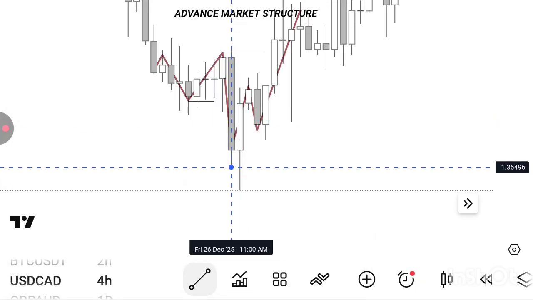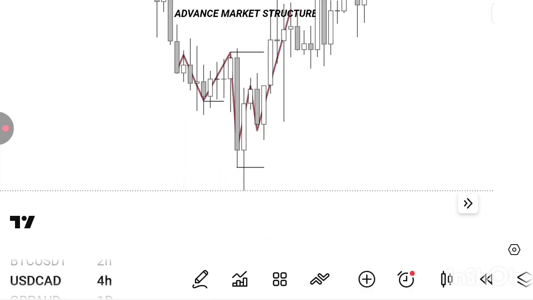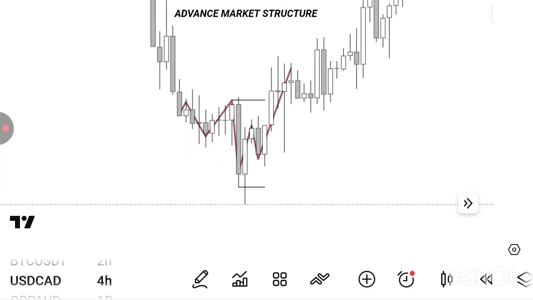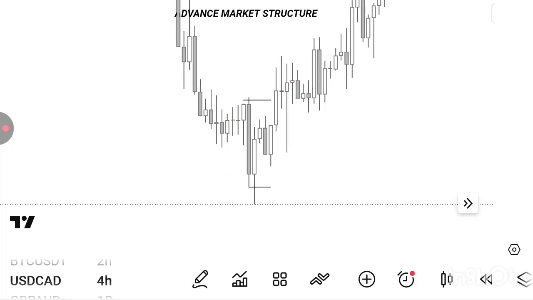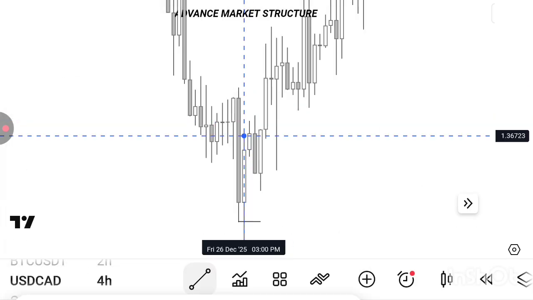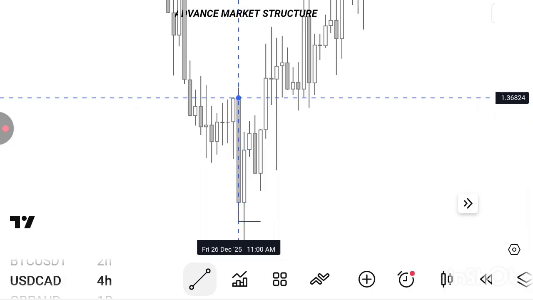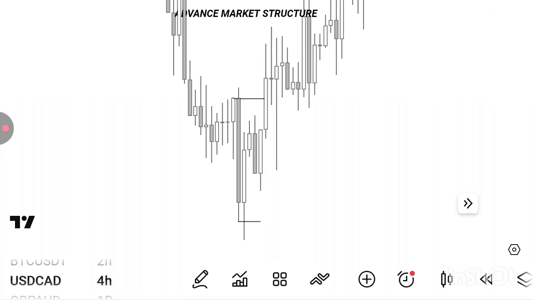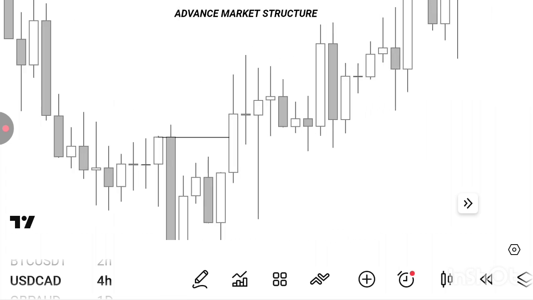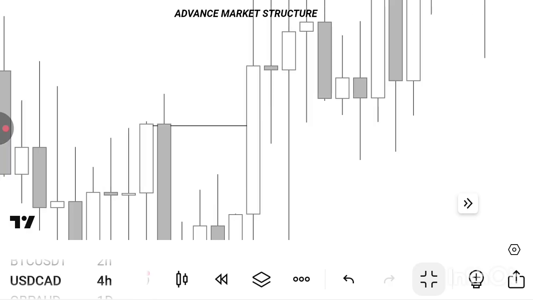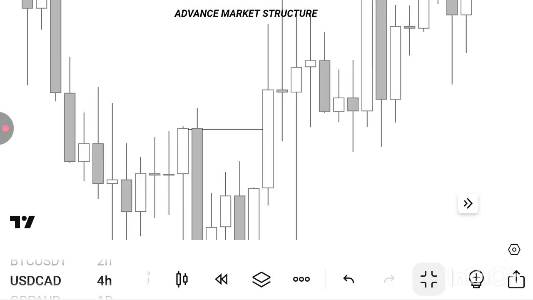So after this particular sweep of liquidity at this level, what we saw price do was advance market structure. After that sweep, price broke this level. There was a break of structure at this level, right? After the break of structure, look at this. Pay attention to this very well. Pay attention to this. What did we see?